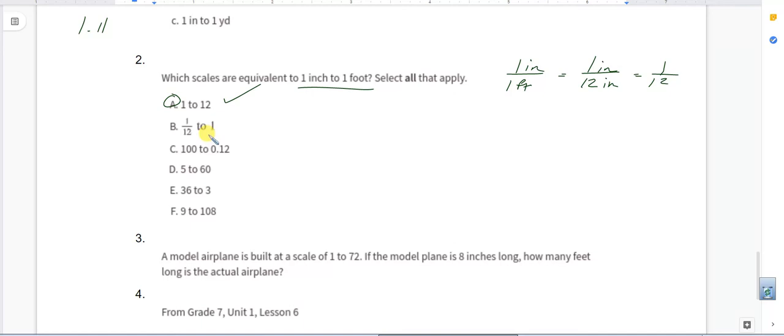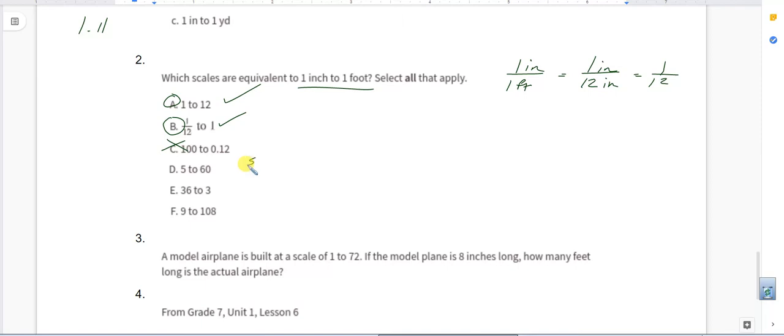A 12th to 1. Okay? So remember, the first number has to be 1/12 the size of the second one, and that is true in this one. 1/12 is a 12th of a whole. So that makes sense. That does work. Any numbers that have the bigger number first, not going to work.